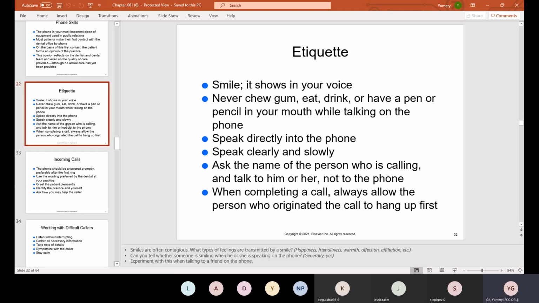Etiquette. Smile, it shows in your voice. Never chew gum, eat, drink, or have a pen or pencil in your mouth while talking on the phone. Speak directly into the phone. Speak clearly and slowly. Ask the name of the person who is calling and talk to him or her, not to the phone. When completing a call, always allow the person who originated the call to hang up first.